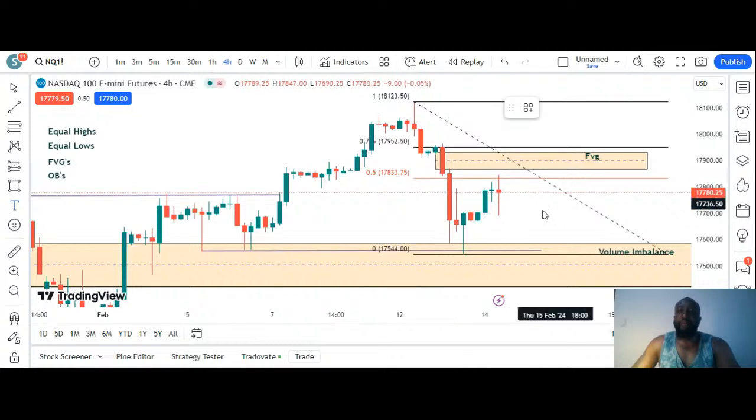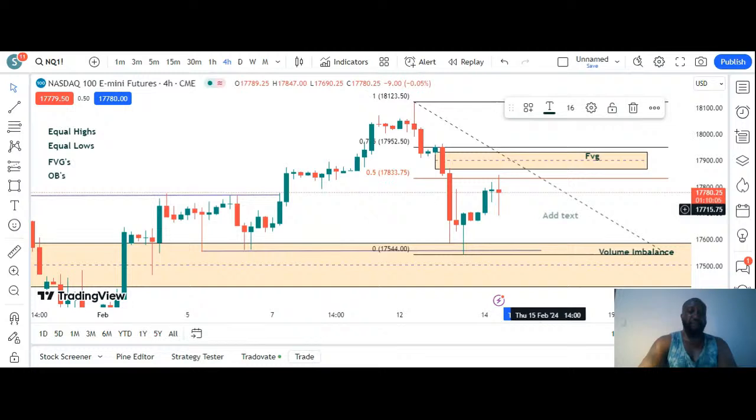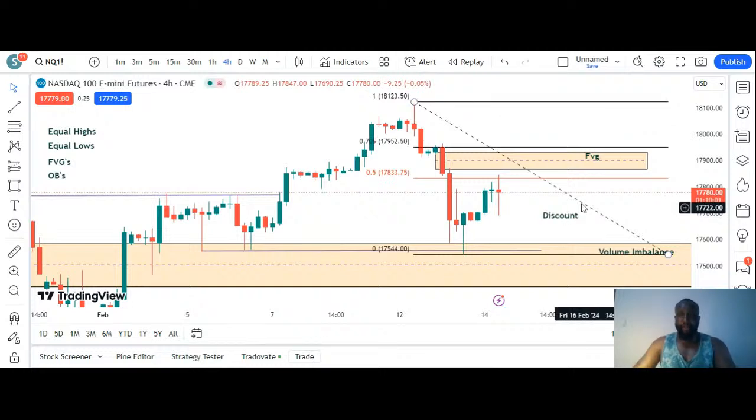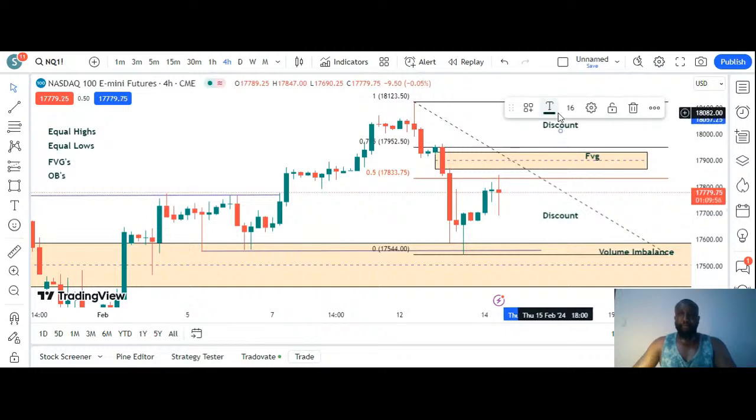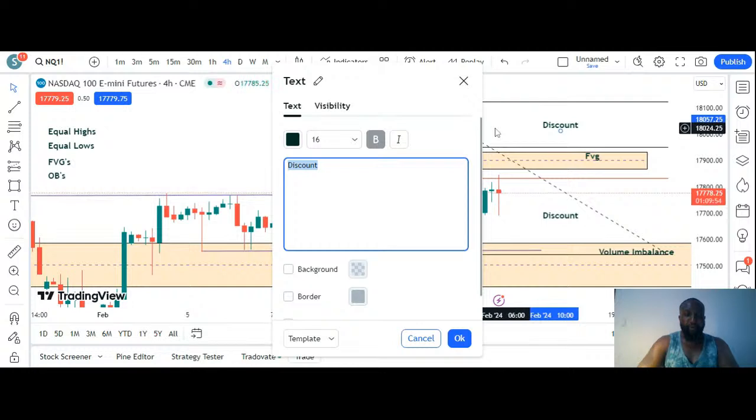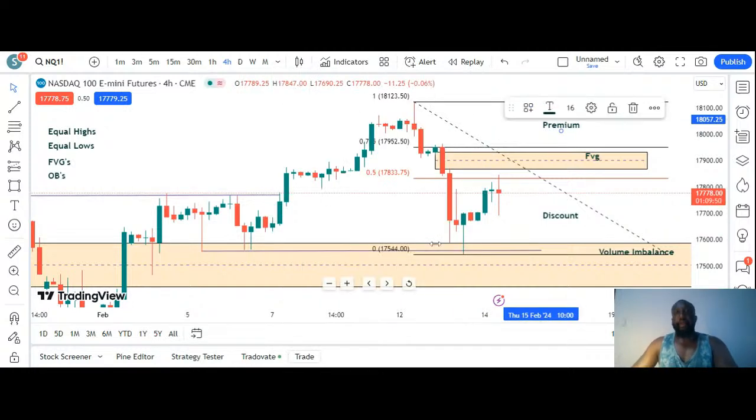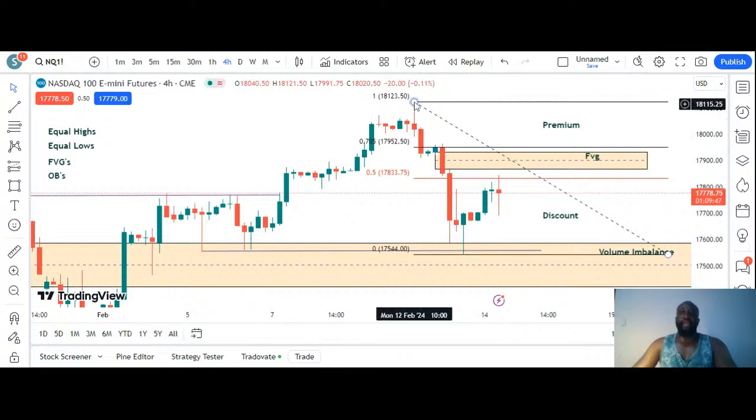Below 50%, this is basically a discount, guys. This is a discount, okay? And above 50% of the wave, you've got your premium. So we have this length from this high to this low, we've got our 50% mark. Below 50% is my discount, above 50% is my premium.